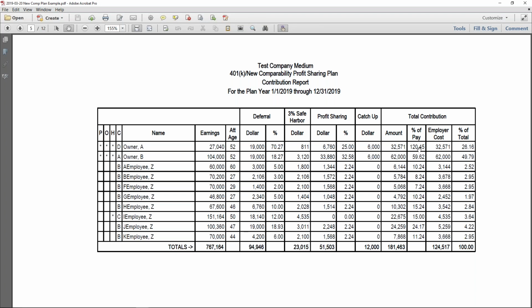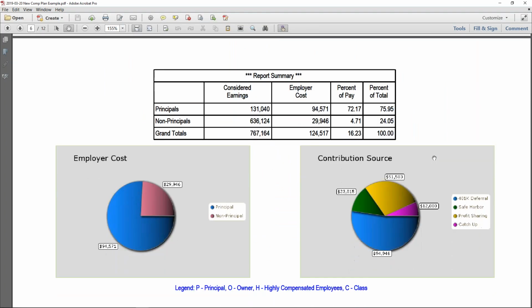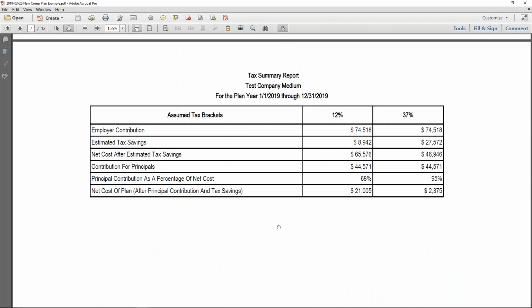under the new comparability, they're getting 120% of what they're paid put into the plan, $32,000. The owner B, total of $62,000 into the plan. So we already talked about that 76% for the owners. Now here's where we factor in the tax aspect to the plan. So what this shows you is at different tax brackets, what is the net cost of the plan? So the lowest tax bracket right now is 12%, federal 37%.